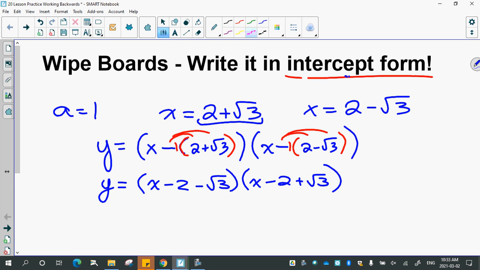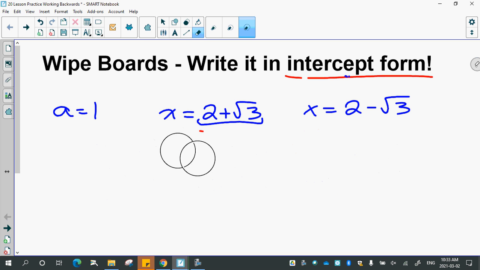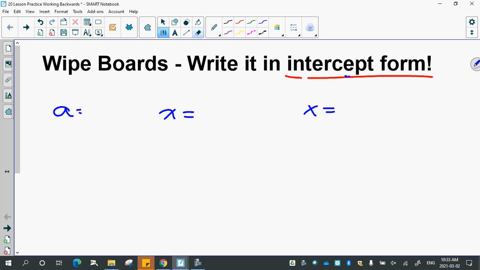Okay, we're going to try another one, just like that, and see if you can do the two steps, okay? Get to the answer. So our a value will change, that's not a hard part, to -2, and our x-intercepts are going to be 5 plus √2 and 5 minus √2.